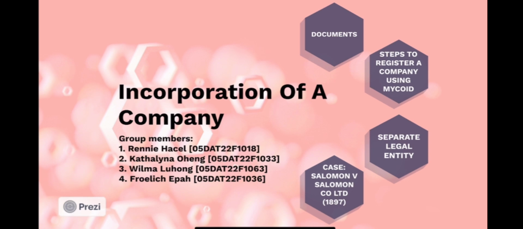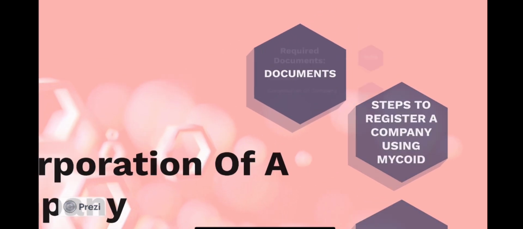I'm going to start the explanation first. So, let me introduce myself. My name is Frolich Epa and my matrix number is 05D8022F1036. And I'm going to talk about the documents that are required for you to incorporate a company.